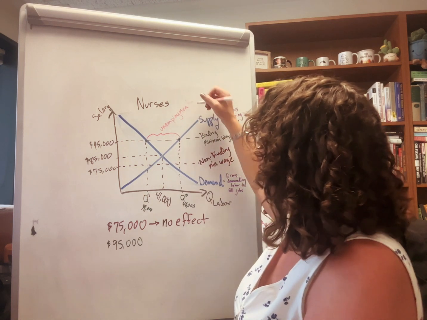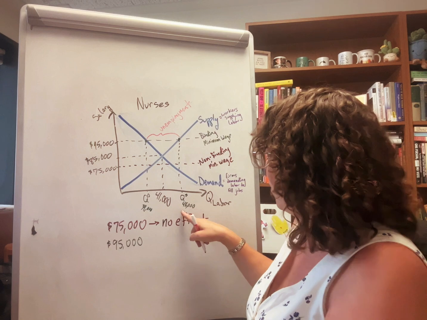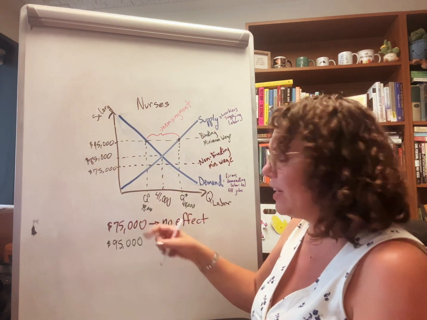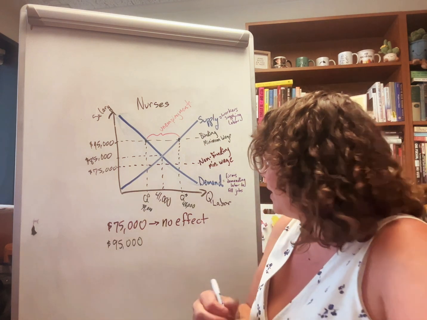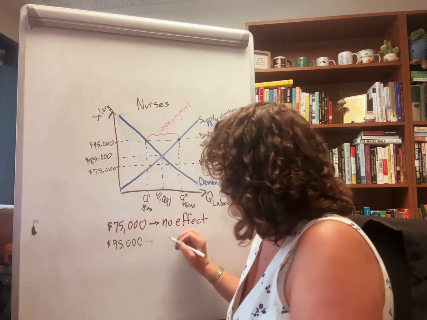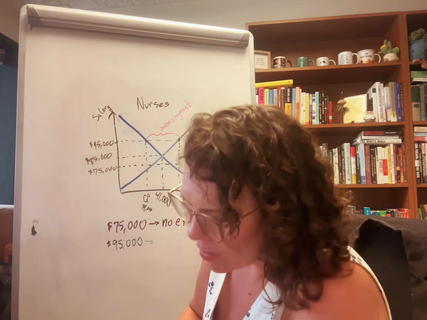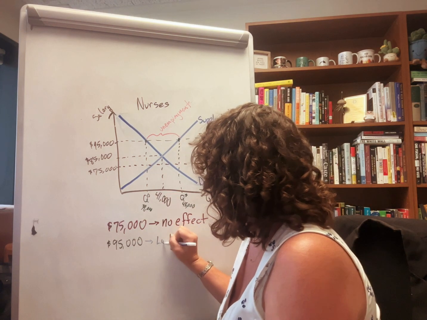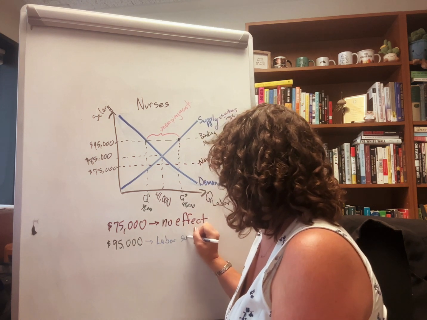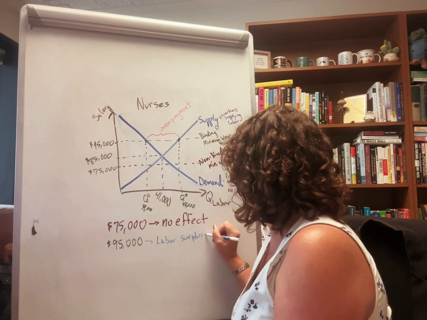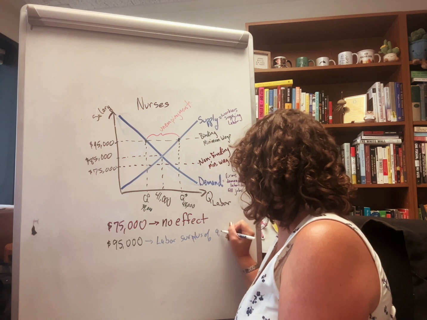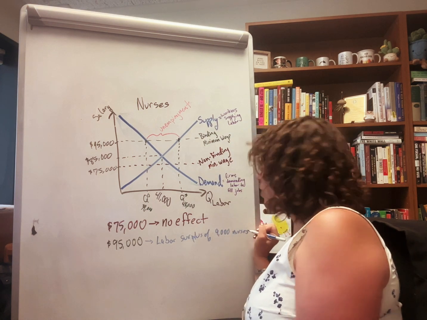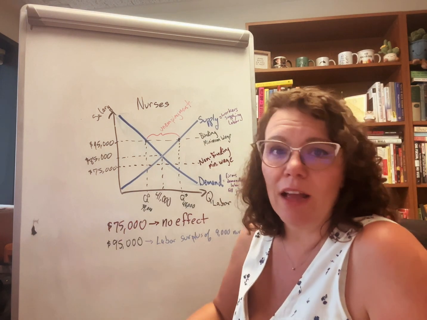There are more workers than there are jobs. And so if 48,000 nurses want to work and there are only 39,000 jobs, then what we're going to see is that at a $95,000 minimum wage, we're going to have a labor surplus of 9,000 nurses.